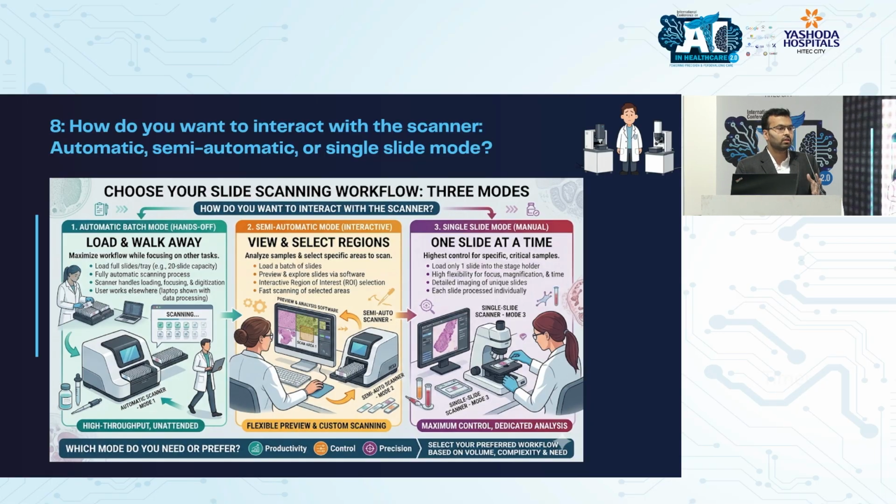Then you've got a semi-automatic mode where you select the area to scan, and then you walk away, like load 6 slides or 10 slides, select the areas, and then the scanner does the rest. Then you have a single slide scanner where you scan one slide at a time. So say there is a slide which is very difficult to scan, right? Then you can add more focus points on that particular area which is becoming difficult to scan. So this would be the most accurate, but the fastest would be the first option.